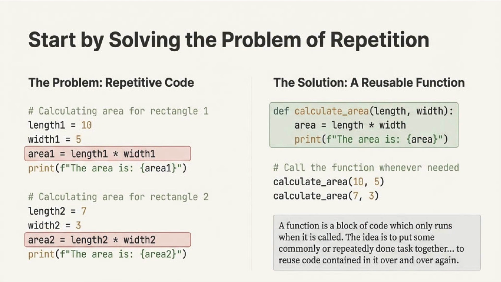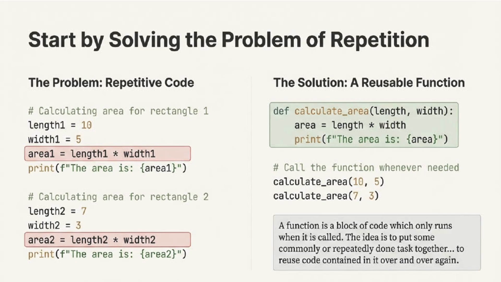Let's see the code written to calculate the area of two rectangles. For rectangle 1, we define length and width, calculate the area and print it. For rectangle 2, we repeat the same logic again with different values. This approach works, but it creates repetitive code. If we need to calculate the area for many rectangles, our program will become long and difficult to manage. Also, if we want to change the formula later, we must update it in many places.